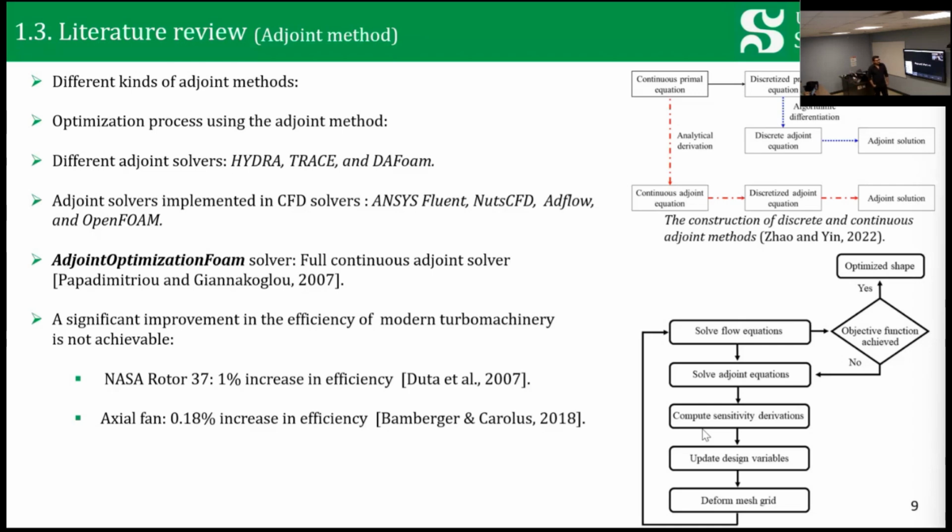However, nowadays, achieving a significant improvement in the efficiency of modern turbomachines is almost impossible. As an example, a blade of NASA Rotor 37 was optimized using the adjoint method, and it shows only a 1% increase in efficiency. In another study, the blade of an axial fan was optimized using the adjoint method in OpenFOAM, and it shows only a 1.2% increase in efficiency.